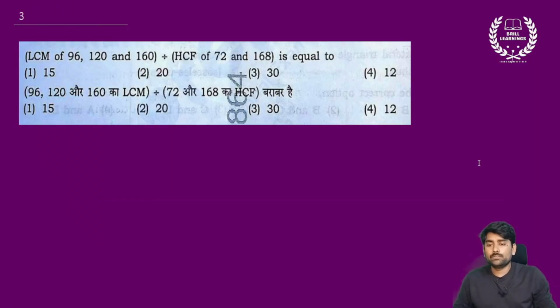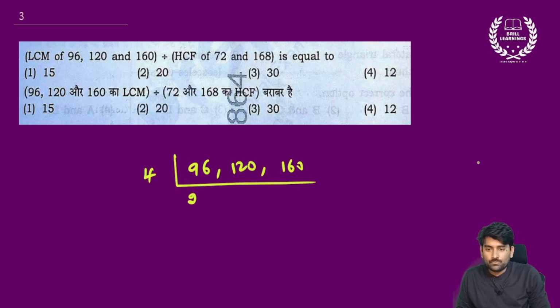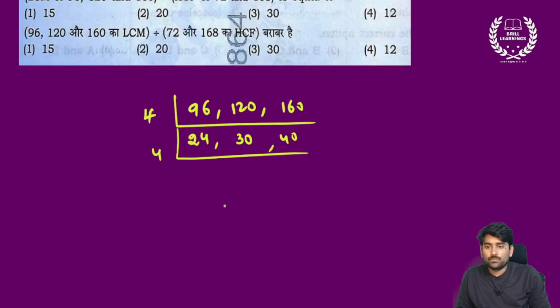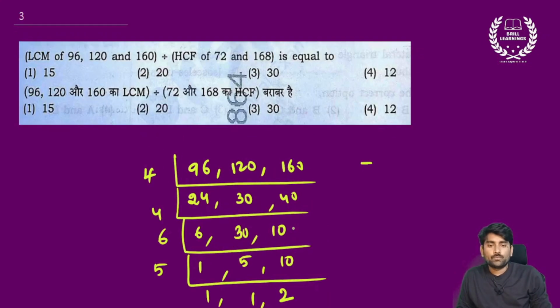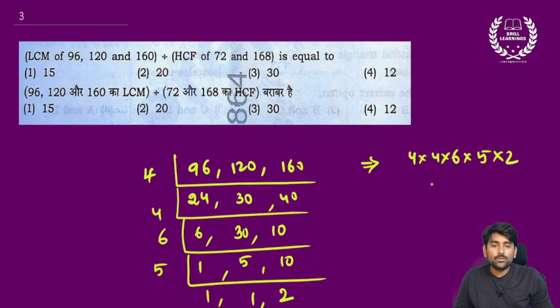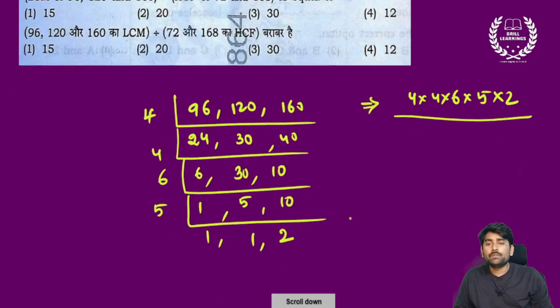LCM of 96, 120, 160. Find first the LCM of these 3 numbers. 96, 120 and then 160. So for the LCM we divide by 4 2s, 4 4s, 4 30s, 4 40s. Again 4. 4 6s are 24. 4 10s are 40. So 6 1s are, 6 5s are, and then 10. 5 1s are, 5 2s are. So write down here: 4 into 4 into 6 into 5 into 2. This is our LCM. And we need to divide this whole value by the HCF of 72 and 168.